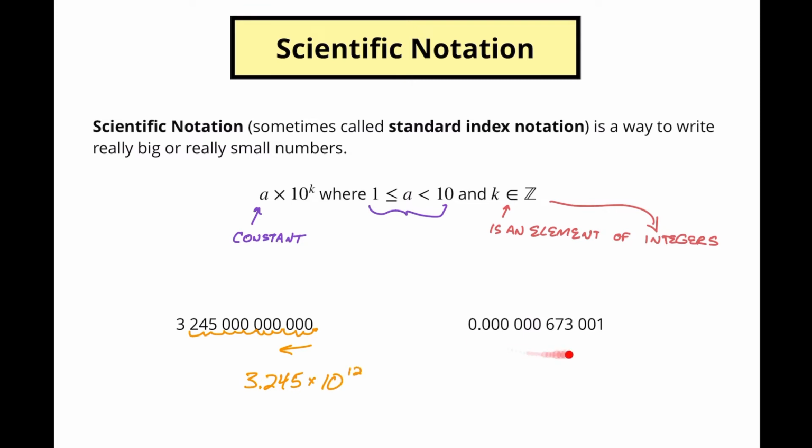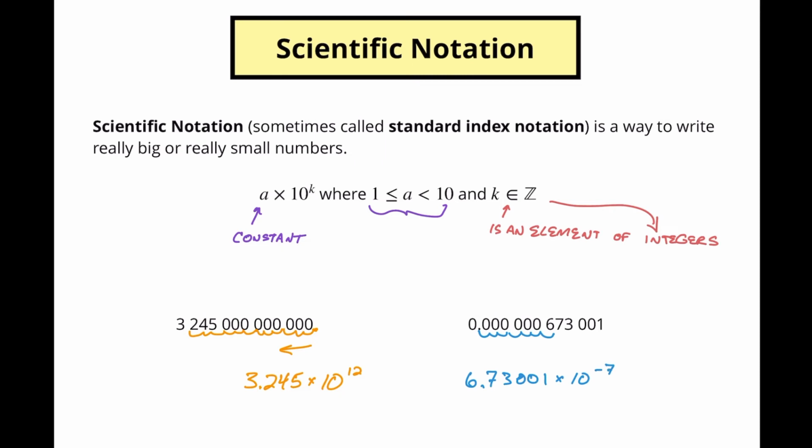Over here on the right, what we have is 0.00000673001. So what we need to do is move the decimal to the right. 1, 2, 3, 4, 5, 6, 7. So we're going to have 6.73001 times 10 to the negative 6, 7 power.